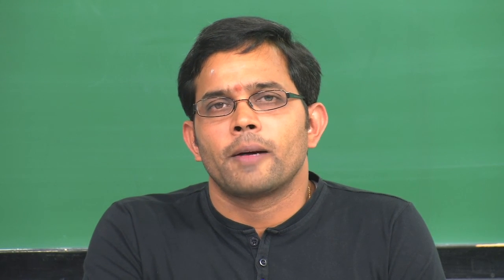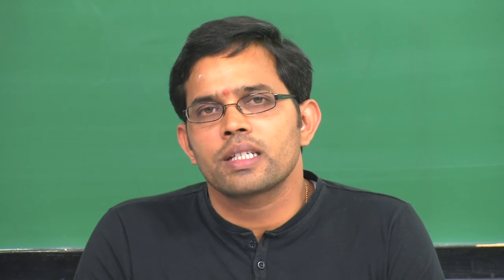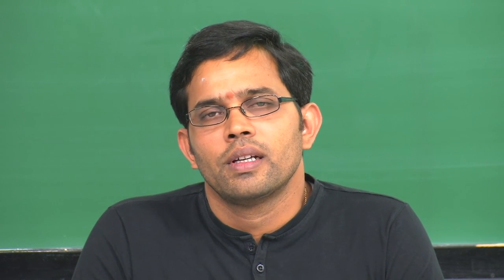And the next technique is predict taken. For any branch instruction, the processor is going to assume that the branch is going to take place. In order to execute the instructions from the target address, first of all we have to know the target address. So, effectively once a branch instruction is fetched and decoded, we have to compute the target address and only then can we start fetching the instructions from the target address.